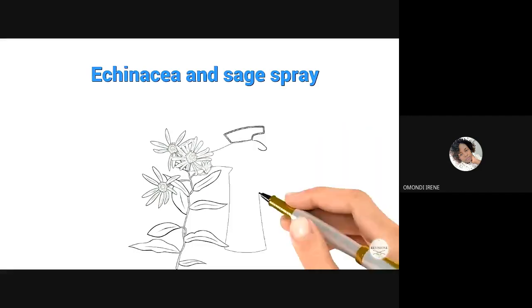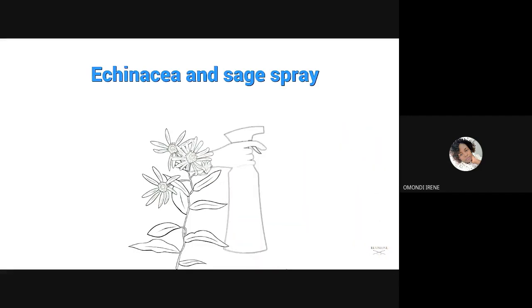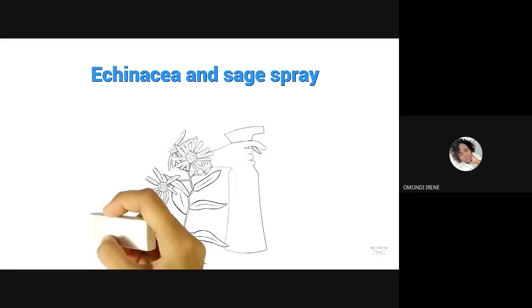A study in the European Journal of Medical Research finds this herbal remedy soothes a sore throat as well as OTC sore throat relief sprays.